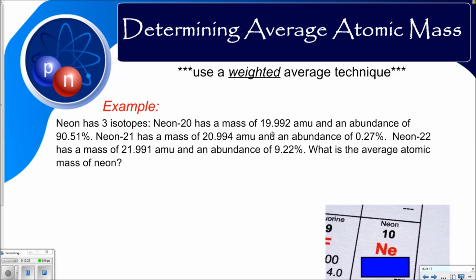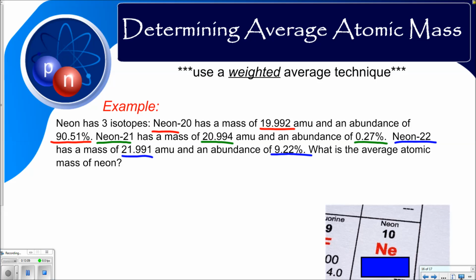So let's do an example using the weighted average technique to figure out the average atomic mass of neon. It says neon has 3 isotopes. We have neon 20, which has a mass of 19.992 AMU and an abundance of 90.51%. So most of neon is this form. Neon 21 has a mass of 20.994 AMU and an abundance of 0.27%. Neon 22 has a mass of 21.991 AMU and an abundance of 9.22%.